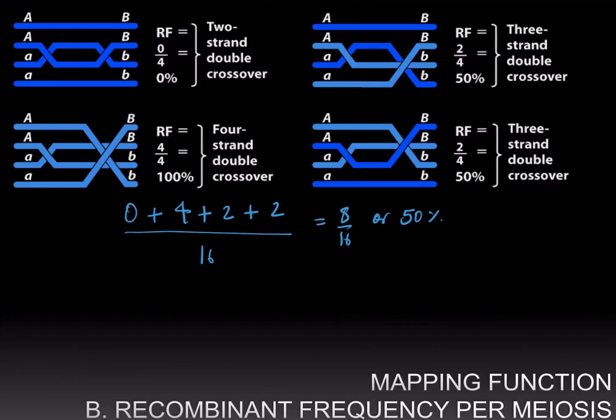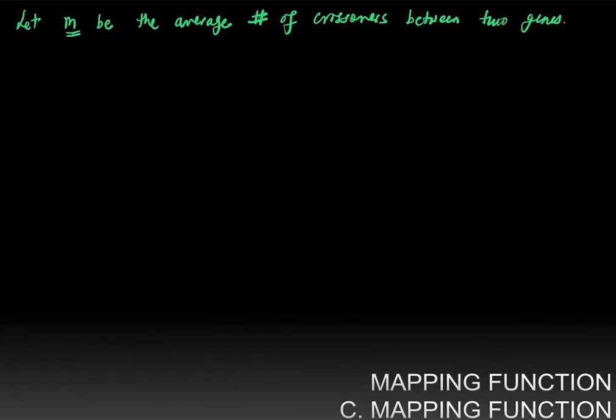Next, let us write down the mapping function, visualize it, and use it to compute corrected map distances. Let m be the average number of crossovers between 2 genes. The first step in writing down the mapping function is to determine what is the probability of no crossover between 2 genes as a function of m.